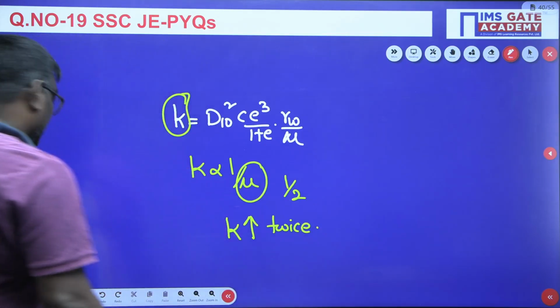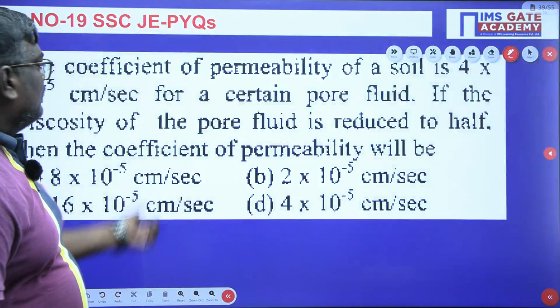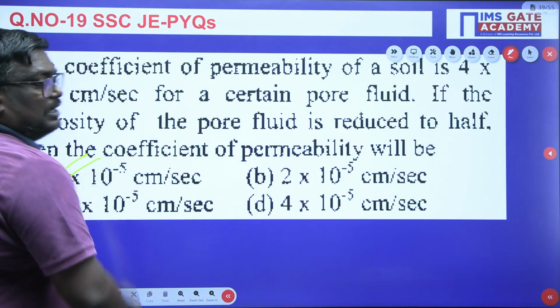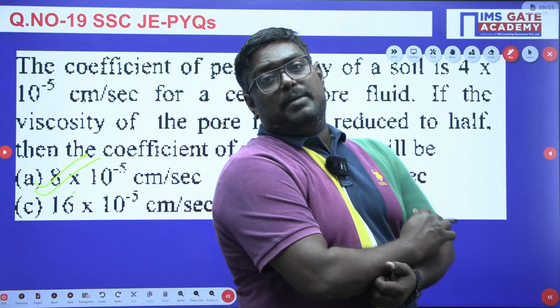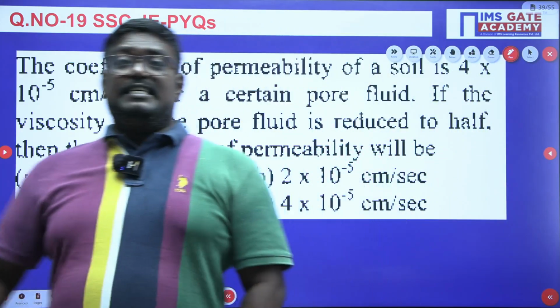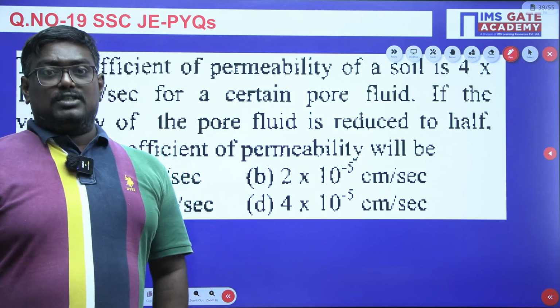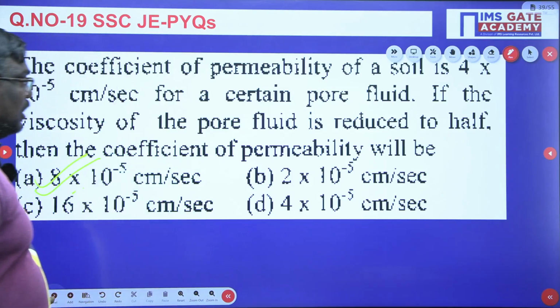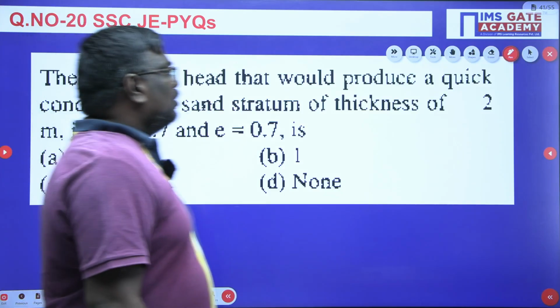Here they have given the permeability is how much, sir? In the question they have given the permeability as 4. Now it will become 8. So the option A is the right answer. So remember my dear students, permeability is inversely proportional to viscosity. When the viscosity is reduced to half, permeability will be doubled. I hope you are clear.